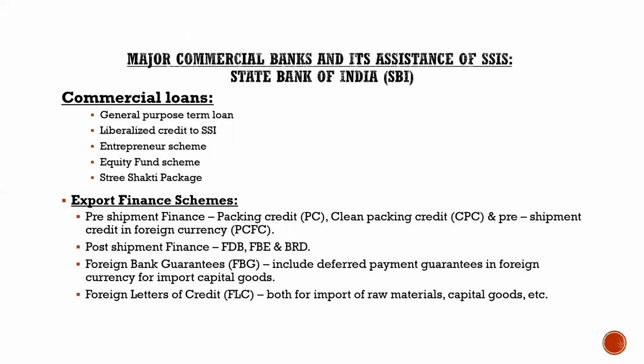Major commercial banks and their assistance to small-scale industries. There are two major commercial banks we have taken here as an example. One is State Bank of India, the other one is Canara Bank. Let's discuss how State Bank of India is giving financial support to the small-scale industries.